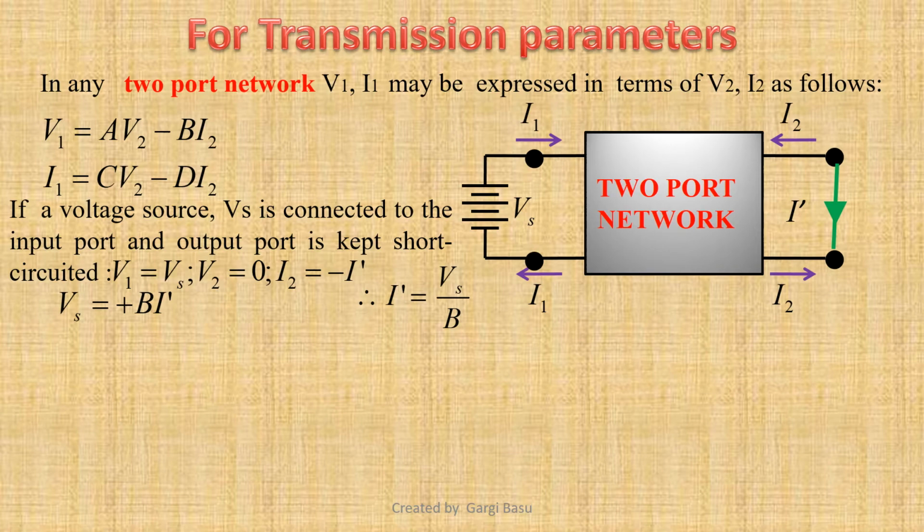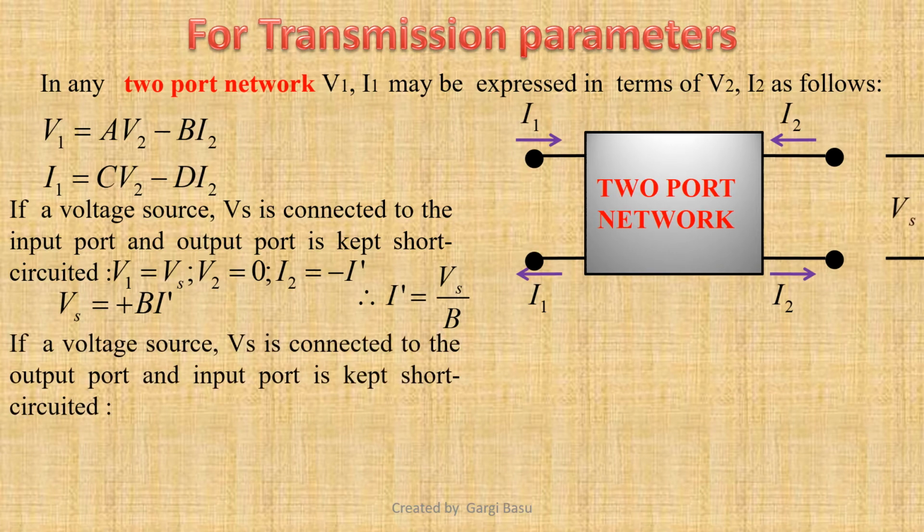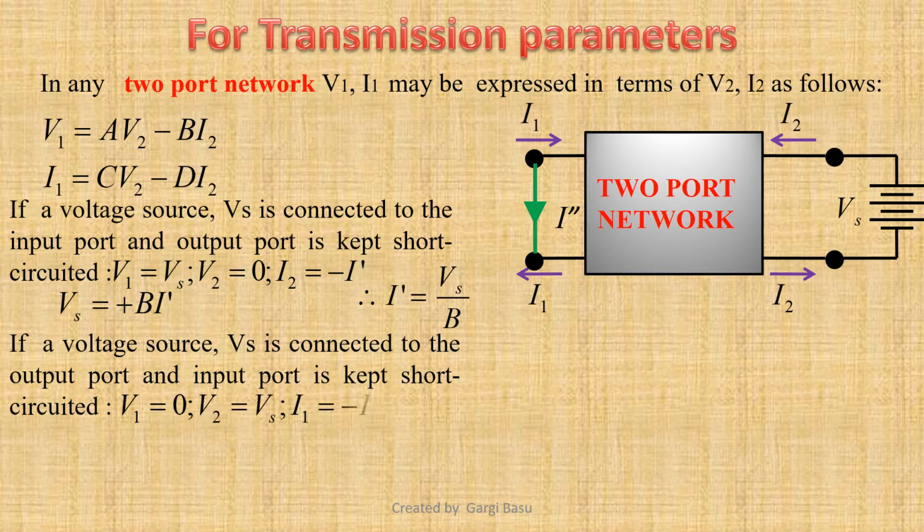Now let us connect the voltage source at the output port and the input port is short circuited. Therefore V1 equals 0, V2 equals Vs and I1 equals minus I double dash, because the short circuit current I double dash and the input port current I1 are flowing in opposite directions. Now from the first equation we can write 0 equals AVs minus BI2. Therefore I2 equals A by B times Vs.